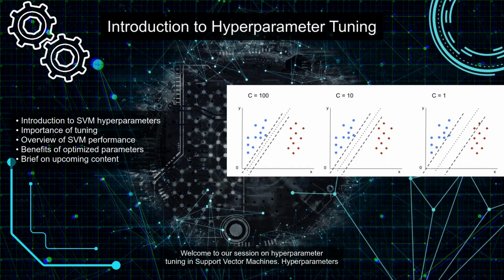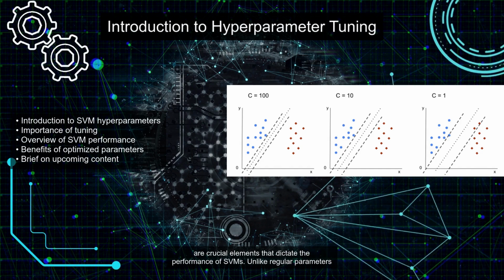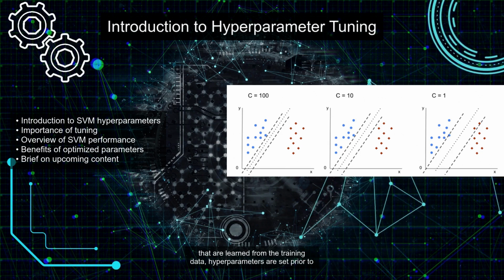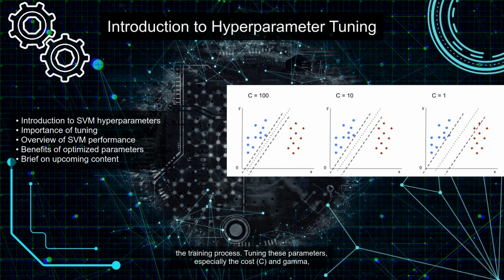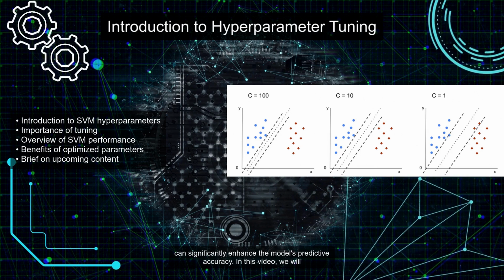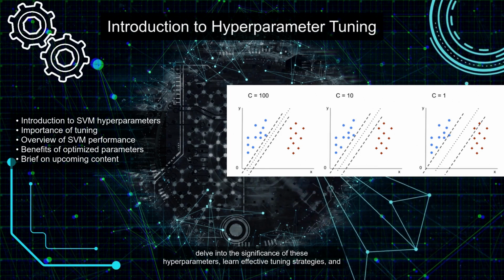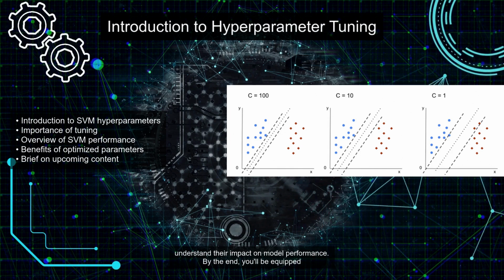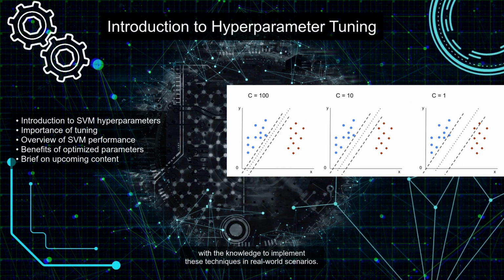Welcome to our session on hyperparameter tuning in support vector machines. Hyperparameters are crucial elements that dictate the performance of SVMs. Unlike regular parameters that are learned from the training data, hyperparameters are set prior to the training process. Tuning these parameters, especially the cost, C, and gamma, can significantly enhance the model's predictive accuracy. In this video, we will delve into the significance of these hyperparameters, learn effective tuning strategies, and understand their impact on model performance. By the end, you'll be equipped with the knowledge to implement these techniques in real-world scenarios.